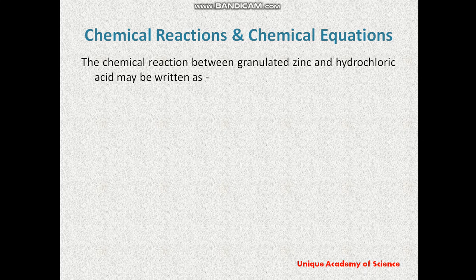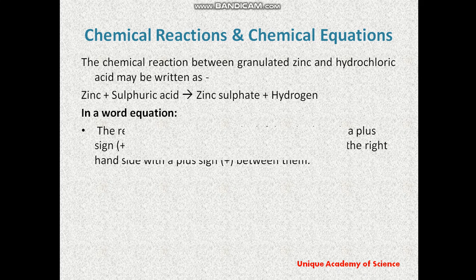Now another example, the reaction between granulated zinc and sulfuric acid. It is written as zinc plus sulfuric acid, and this chemical reaction produces zinc sulfate and hydrogen. So this chemical reaction is summarized by the use of words. This is known as a word equation.